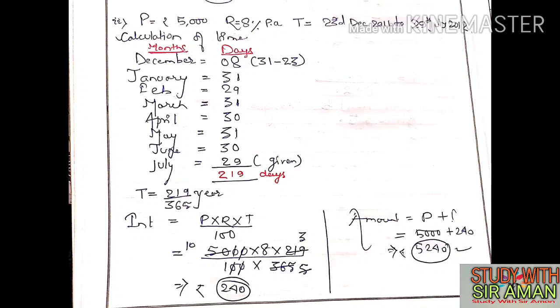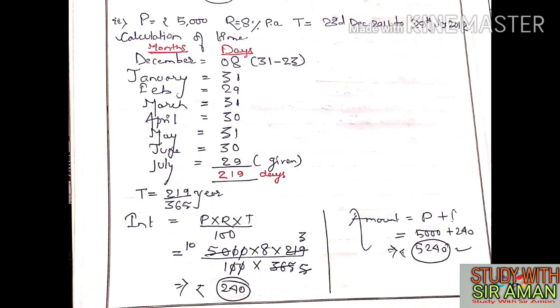Calculation of time. In December, on 23rd you have taken the money. Means after the 23rd you have to pay the interest. So in December how many days are left? In December 31 minus 23, 8 days are left. So December, January, February, March, April, May, June, July you are keeping the money. You are returning the money on the 29th. So in July we will take only 29, and when you add it, it will come to 219 days.